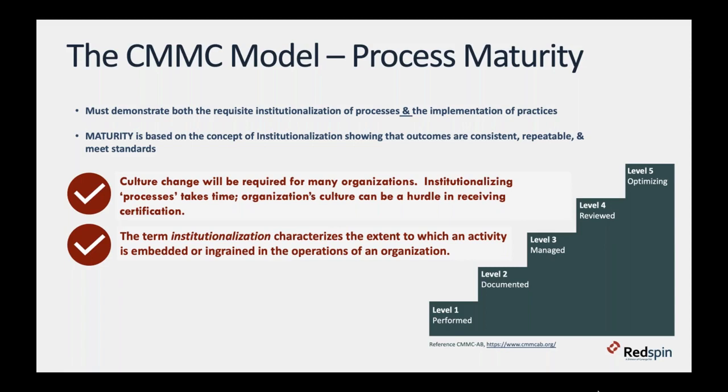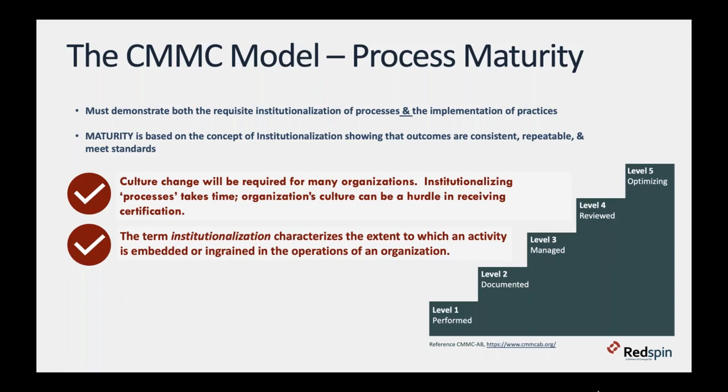So basically, the term institutionalization characterizes the extent to which an activity is embedded or ingrained in the operations of an organization. The key term here is ingrained in the operations of an organization. We'll get into what that means a little bit later. It's not just the implementation of technical controls. They must demonstrate both the requisite institutionalization of processes and the implementation of practices, remembering that practices can be equated to security controls that we know and love, such as multi-factor authentication, implementing a firewall, and those types of things.